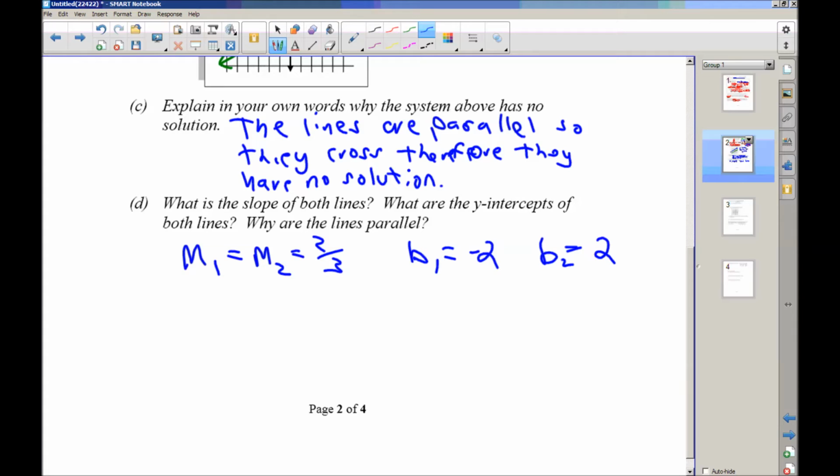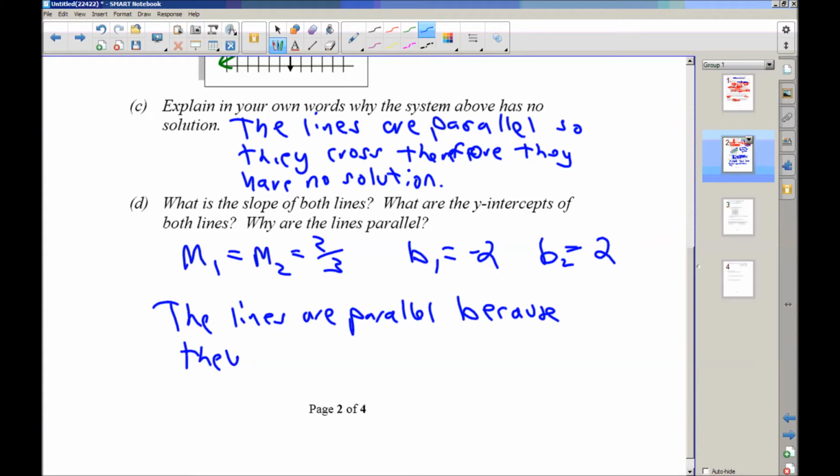Why are the lines parallel? So this is just thinking back to chapter 4, what makes lines parallel? The lines are parallel because they have the same slope but different y-intercepts.